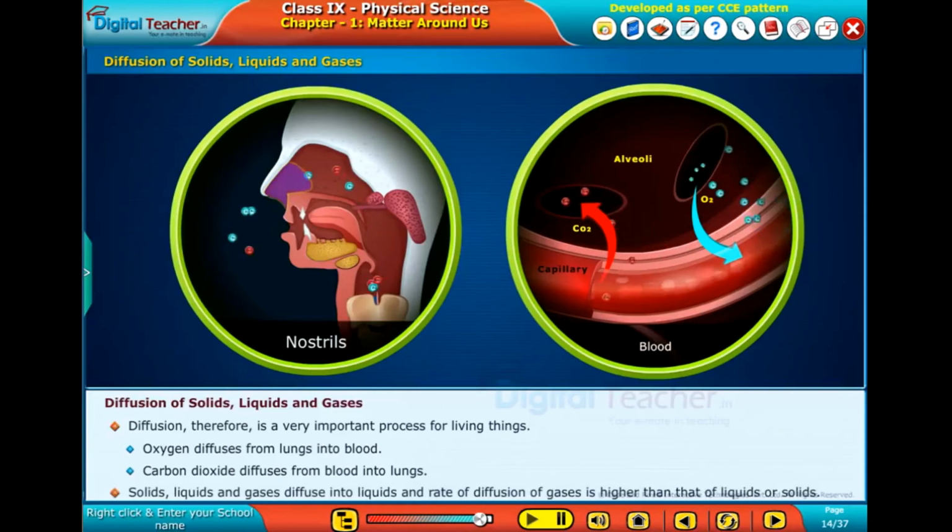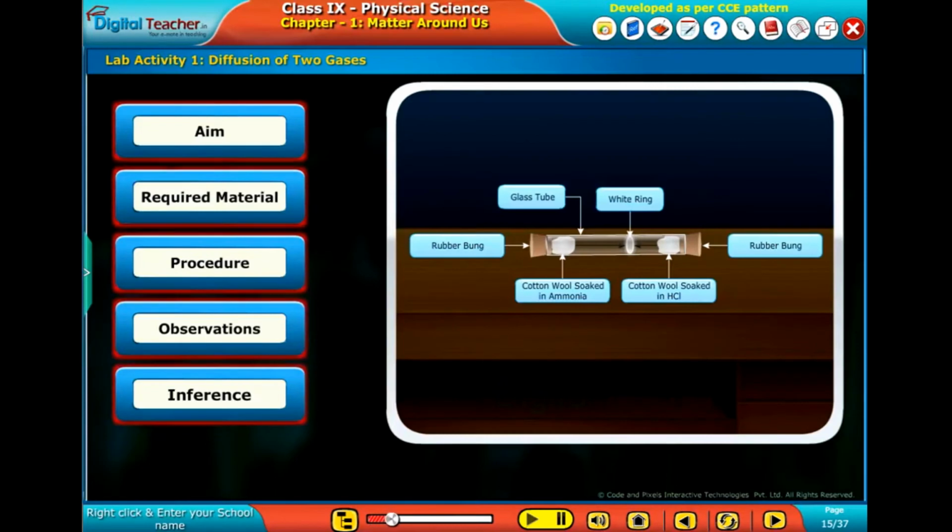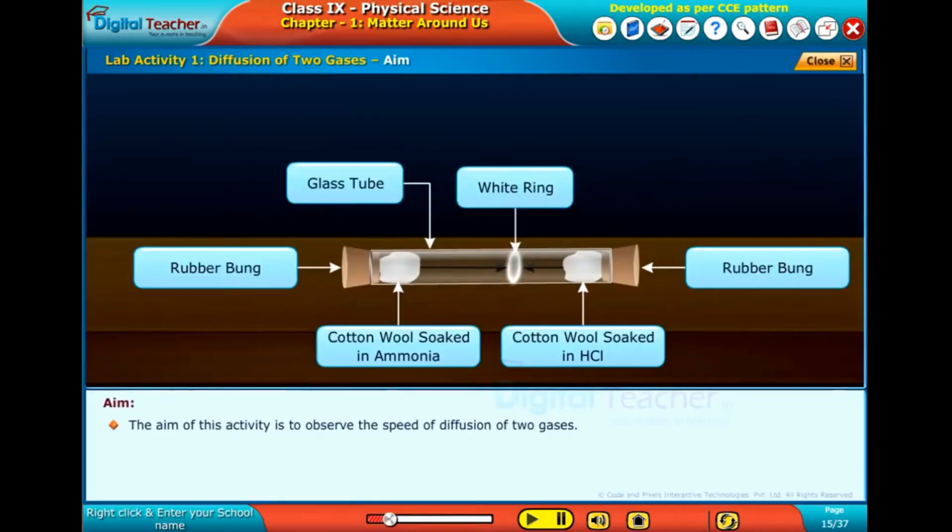Solids, liquids, and gases diffuse into liquids, and the rate of diffusion of gases is higher than that of liquids or solids. Let us do a lab activity to observe the speed of diffusion of two gases. Click each tab to know more. The aim of this activity is to observe the speed of diffusion of two gases.